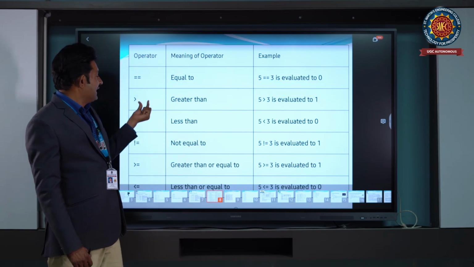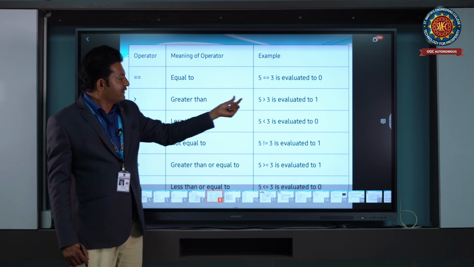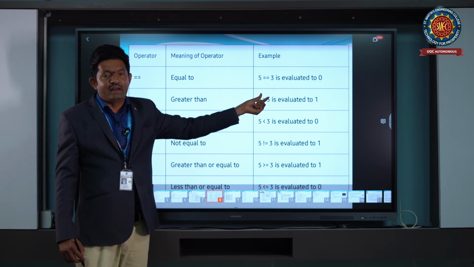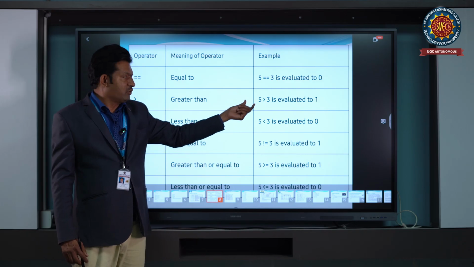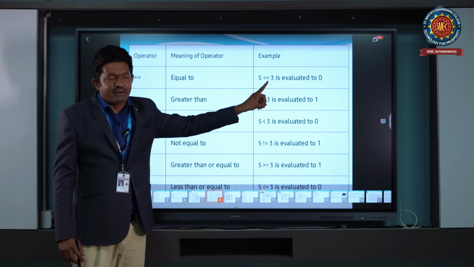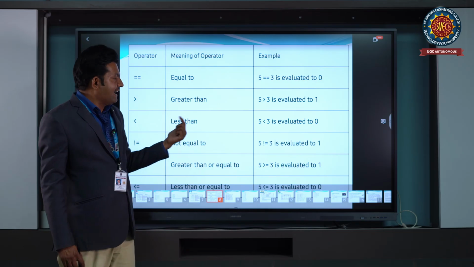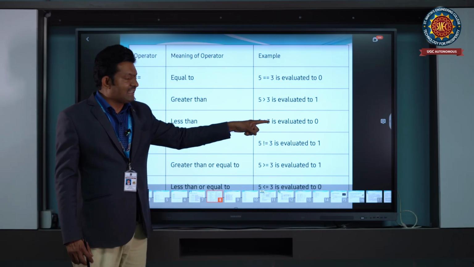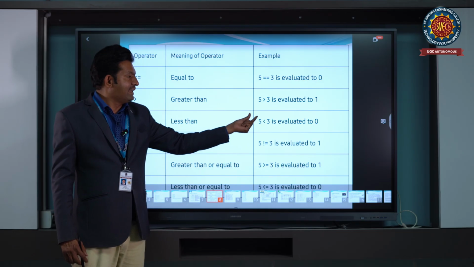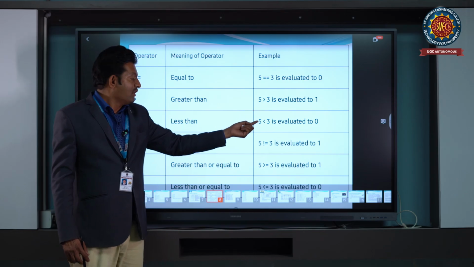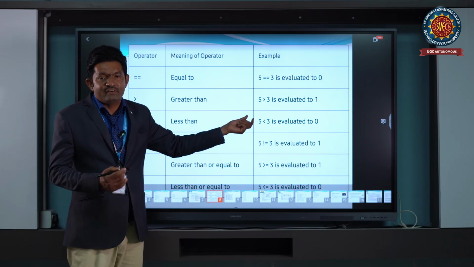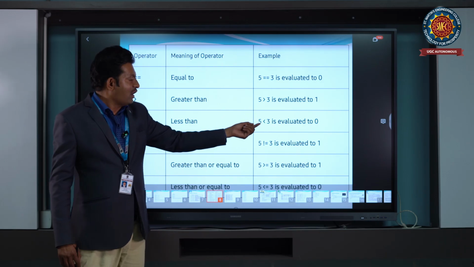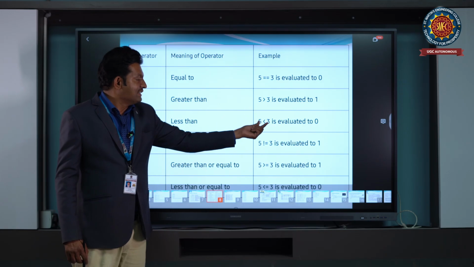So next one is greater than. 5 greater than 3 is equivalent to 1, because 5 is greater than 3. The condition is true. When the condition is true, it will print 1. Next, less than: 5 less than 3 is equivalent to 0, because 5 is greater than 3. That's why the condition is failed here. When the condition is failed, it is 0.